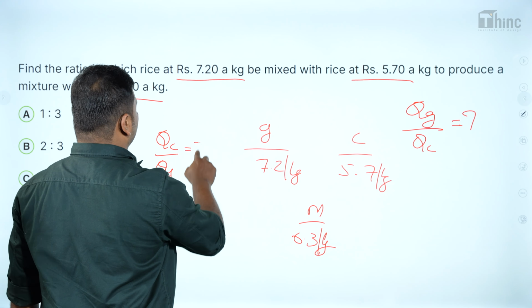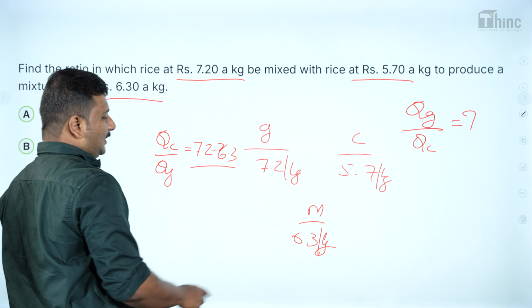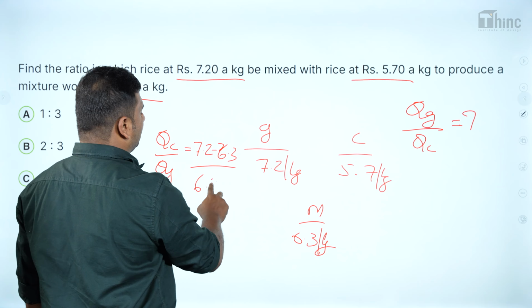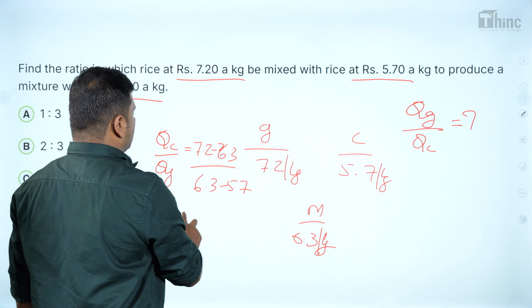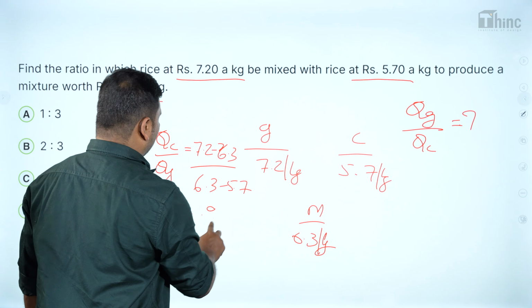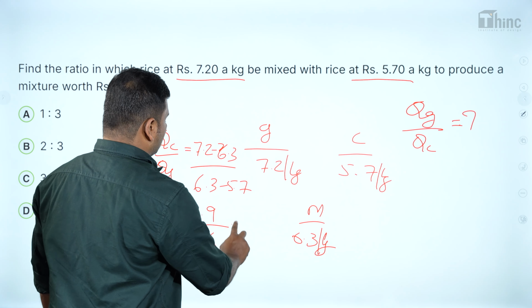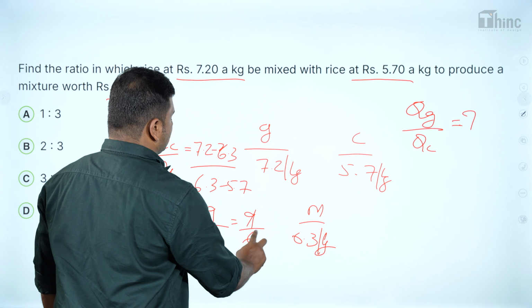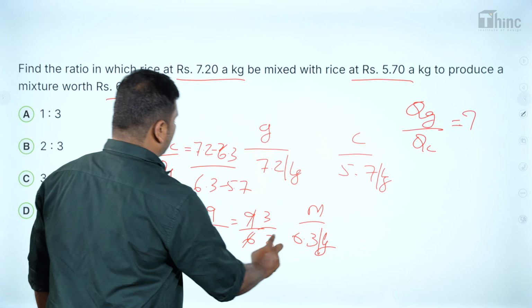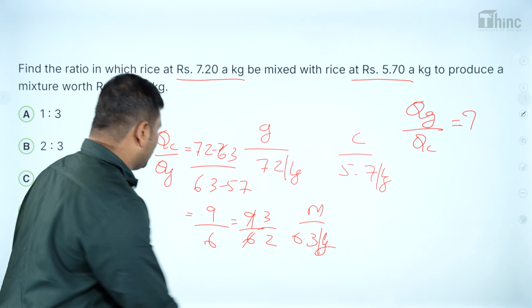What is QC by QG? It's G minus M. It's 7.2 minus 6.3 by M minus C. What is M minus C? 6.3 minus 5.7. So when you do this, what will we get? So 7.2 minus 6.3 is 0.9. And what is 6.3 minus 5.7? It's 0.6. So we'll get 9 by 6, which is nothing but 3 by 2. That means the cheap quality is mixed with good quality in the ratio of 3:2.